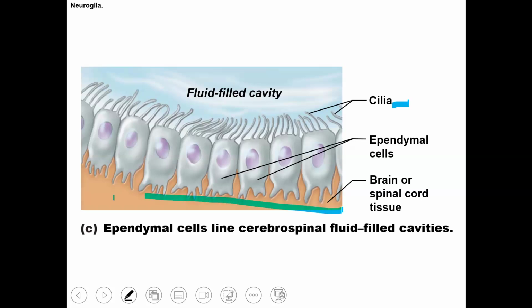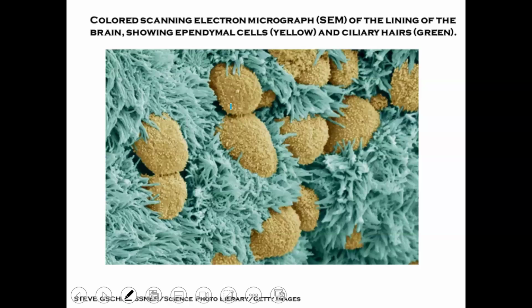Okay, so down here would be the brain or spinal cord tissue. And then these cells here are the ependymal cells with their little hair-like projections. And they are responsible for the making of our cerebrospinal fluid. And here's a cool picture of a scanning electron micrograph of the brain of our ependymal cells here. So you can see the ependymal cells in yellow, and the little hairs of those ependymal cells, the ciliary hairs, are in green. And it's kind of interesting looking, right?